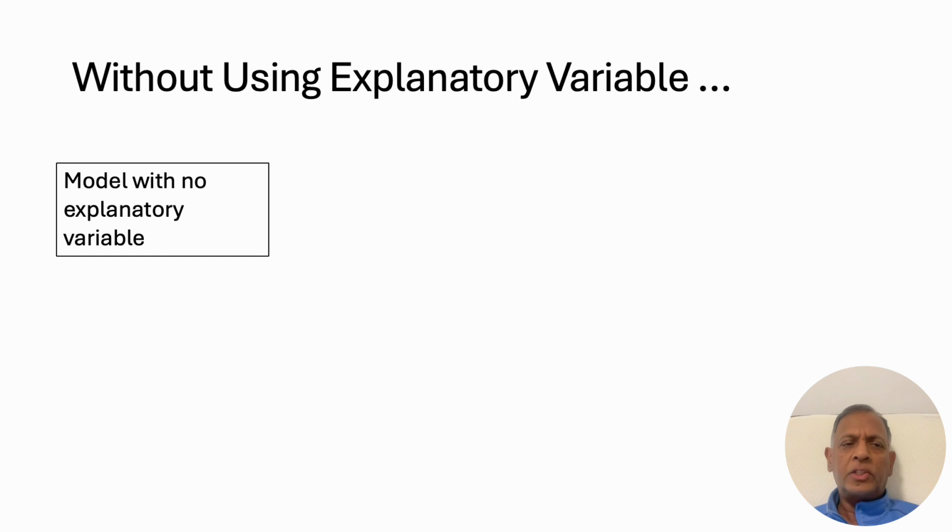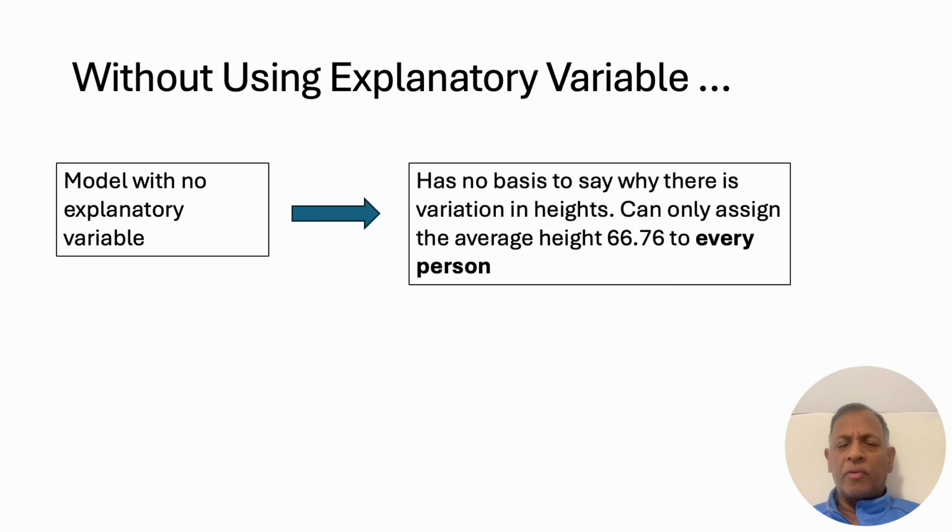Now let's consider a model with no explanatory variable. Which means that we are not considering any other variables as explanatory variables for the response variable, and therefore we can only say that the predicted value for the response variable is the average value. Because there is no other variable, we have no basis to say why there is variation in the heights. We can only say the model value is the average height, which is 66.76.